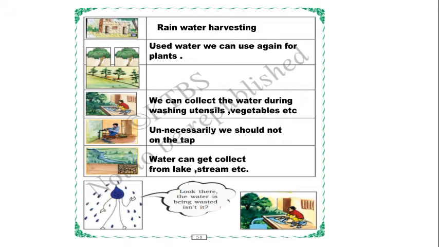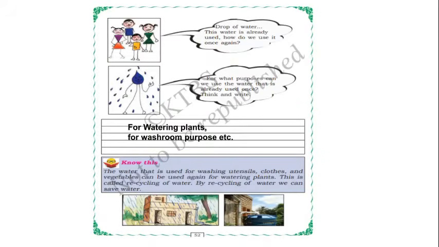Yes, look here, the water is being wasted, isn't it, children? That girl is washing utensils and washing clothes, but she is wasting the water unnecessarily. So children, in this page we can see some methods to prevent wasting the water. Okay, yes. So in the next page, a drop of water.